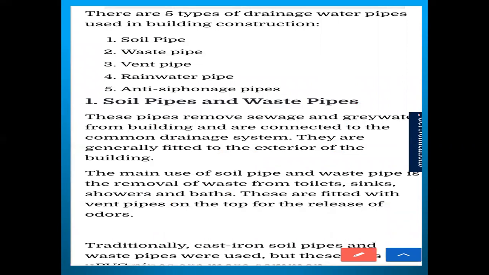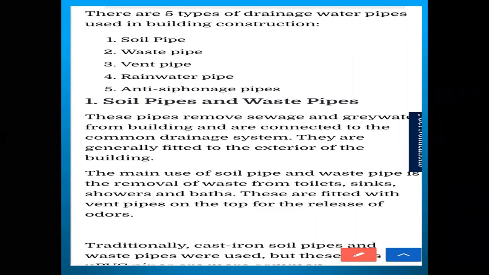Next, let us discuss pipes. The next topic is the pipes. So what is the concept here? Whatever drainage water pipes you are using for a building, for an independent house, for your villa, for your bungalow, for your apartment, for your gated communities, for anything, a hotel, generally we are using 5 main types of drainage water pipes.